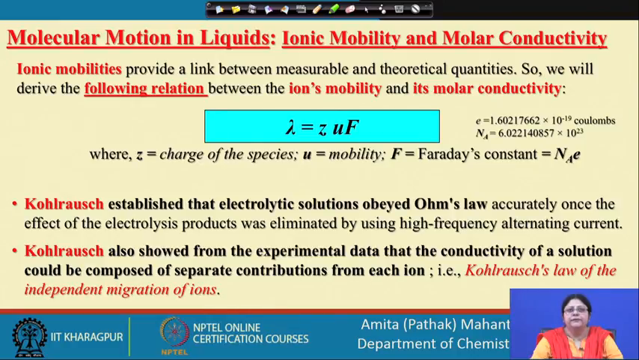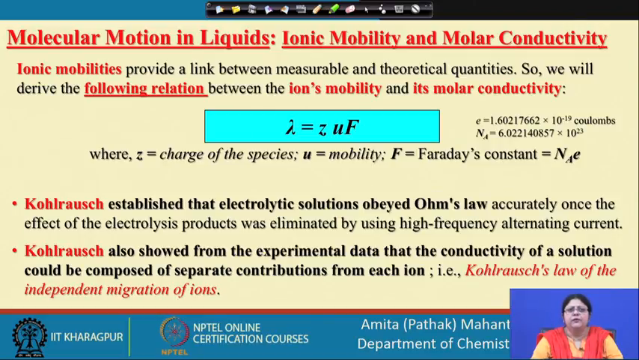electrolysis products are eliminated, if you are having an electrolysis system. If the electrolysis products are eliminated by using a high frequency alternating current, only then can we verify Ohm's law. We are going to use that, assuming that we are using high frequency alternating current as the measuring parameter, and show how we can establish that Ohm's law is valid.